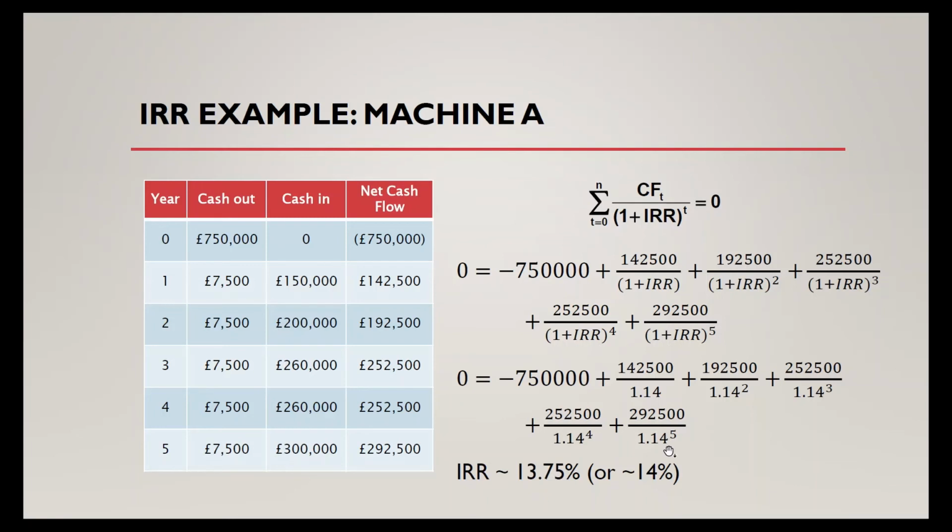If students want to be more accurate, you can try 13.75%, or if you want to go even further, you can try 13.7508%. Then you will get an NPV that is even closer to 0.